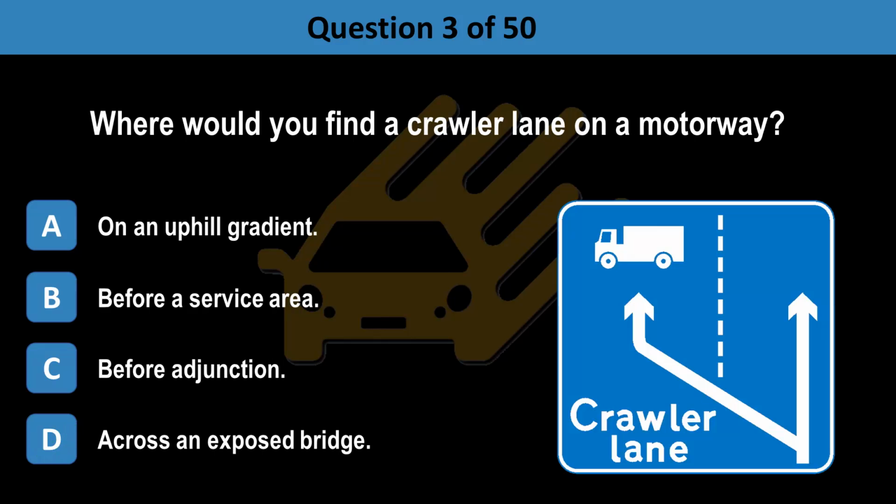Where would you find a crawler lane on a motorway? A. On an uphill gradient. B. Before a service area. C. Before a junction. D. Across an exposed bridge.